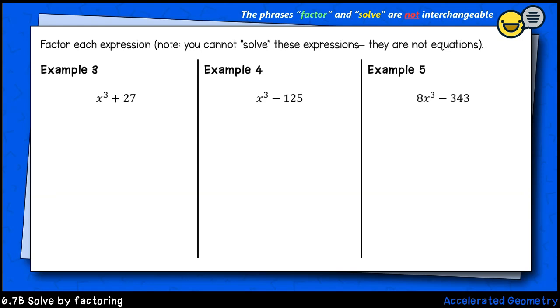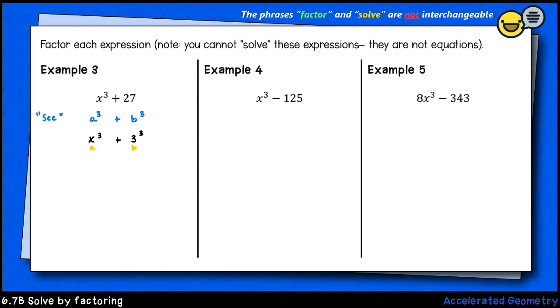As you can see, these are all expressions, not equations, so there's nothing to solve here. All we can do is rewrite these in an alternative form. So we'll do exactly that, and we're going to write each of these in factored form. Let's start on the left, where we have x cubed plus 27. That's a sum of 2 perfect cubes.